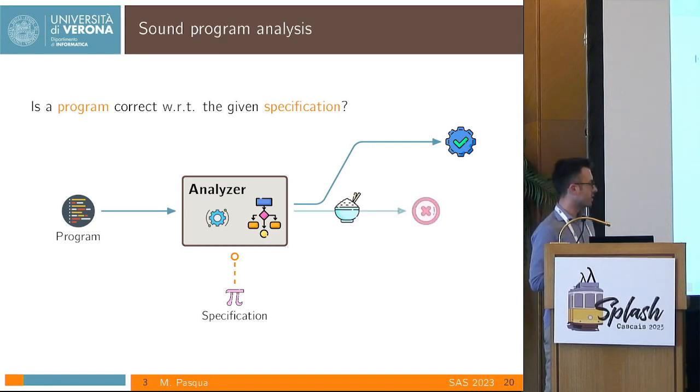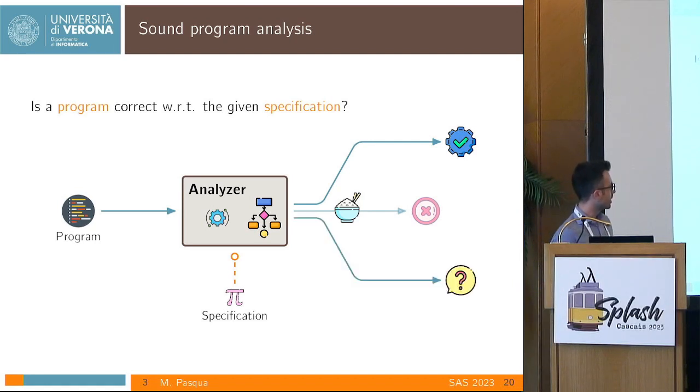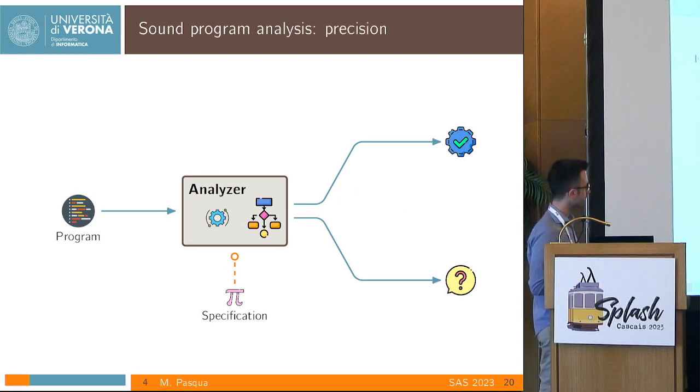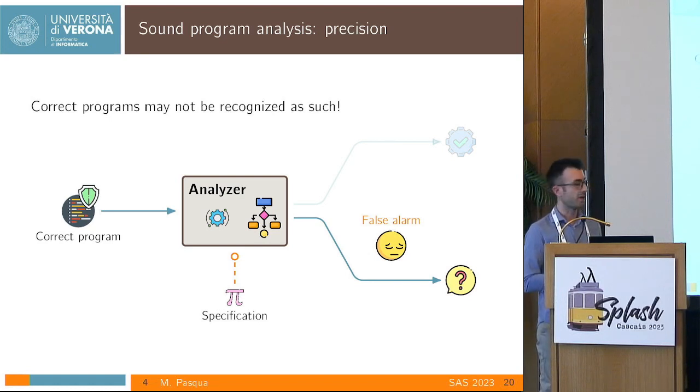Of course, this object does not exist in general because we have some mathematical limitations, and the analyzer usually can only provide proofs for correct programs, or it says, I don't know, I'm not able to show you a proof for the program. But this does not imply that the program is incorrect. And one problem of sound program analysis is false alarms. So we have correct programs that are marked as incorrect by the analyzer. And false alarms are a problem because we cannot fully trust the analyzer if it outputs a huge amount of false alarms. So it is not useful in practice.